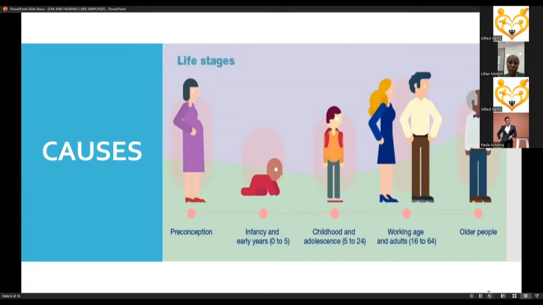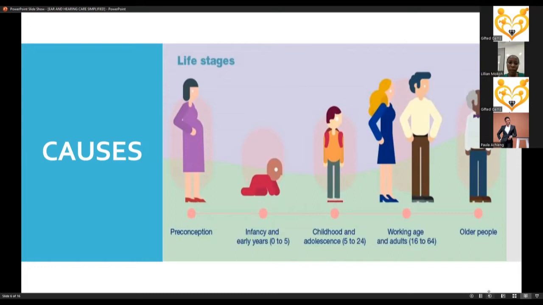So any infection in a child who's less than 5 years can affect their hearing. The other thing is things such as medication. There are some medications that can affect your hearing. So again, that can also cause a hearing loss during infancy and in the early childhood years. Of emphasis is that during the early childhood years, the most common cause of hearing problems is infections.